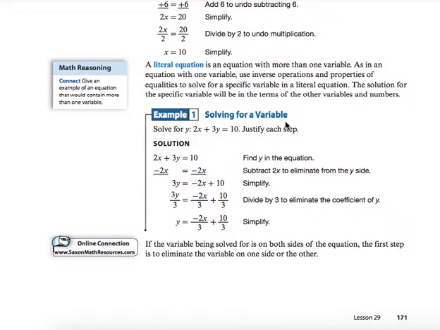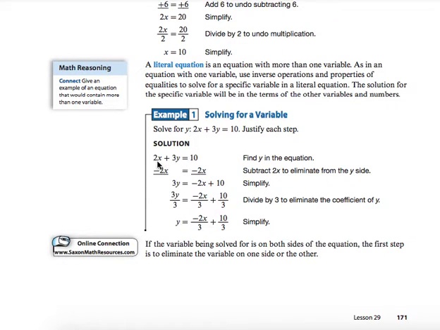In example 1, it says solve for a variable. You've got the equation 2x plus 3y equals 10. It says solve for y. Anytime it says solve for, that's the variable that you're trying to get by itself. So you're trying to eliminate everything else by doing the inverse operation. Let's just see how they looked at that. So you've got 2x plus 3y equals 10. You're trying to get y by itself. That means you've got to get rid of the 2x and the 3.